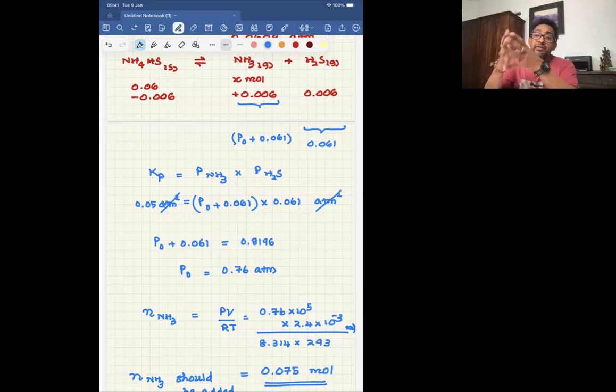Like, you can work with the number of moles, but it becomes very, very difficult. It becomes very lengthy. So if it is Kp, always try to work with the pressures. Then it is easy, rather than counting the number of moles.